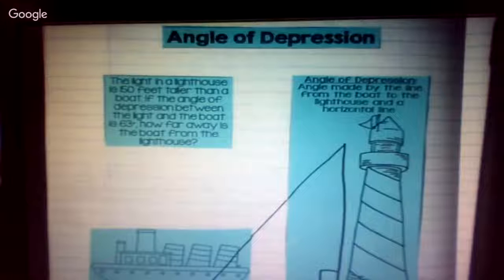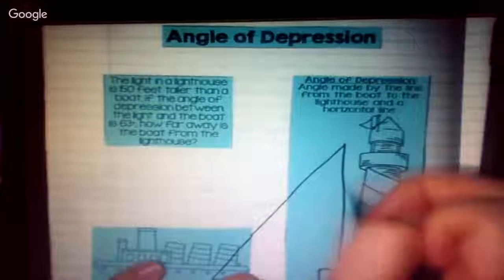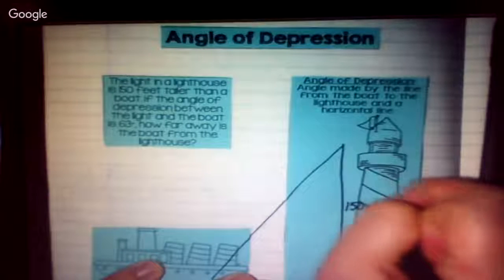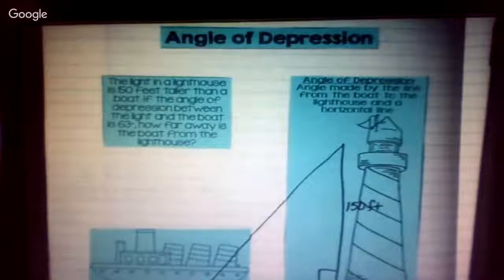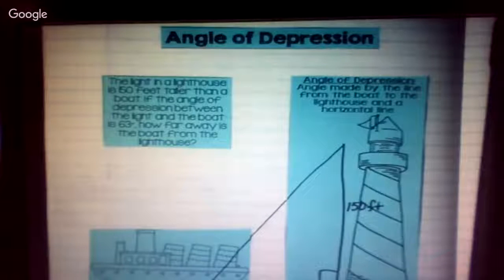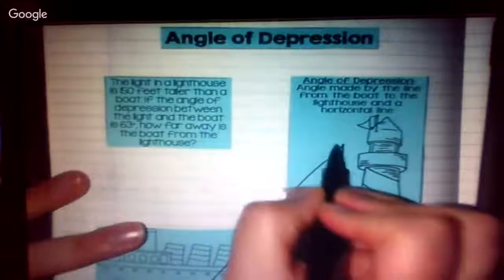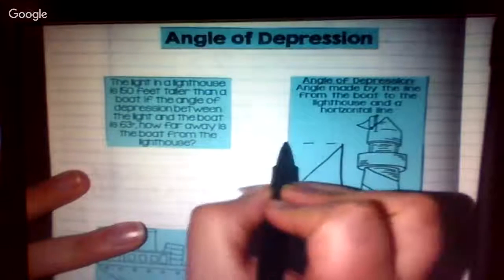The right side is talking about the height of your lighthouse. This is 150 feet. Now watch what I do. If the angle of depression between the light and the boat... we said the angle of depression is from the ceiling down. So what I need to do is draw myself a temporary ceiling.